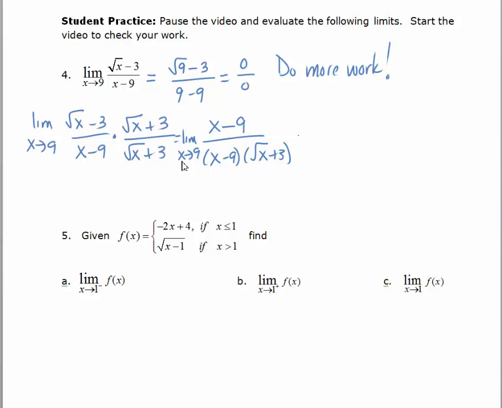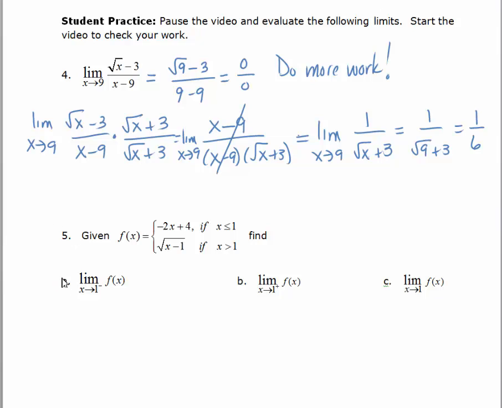Don't forget your limit notation. I got caught again. Now the x minus 9s will cancel, so I have the limit as x approaches 9 of 1 over the square root of x plus 3. Now I can make my substitution and drop that limit notation. 1 over the square root of 9 plus 3 is equal to 1/6.